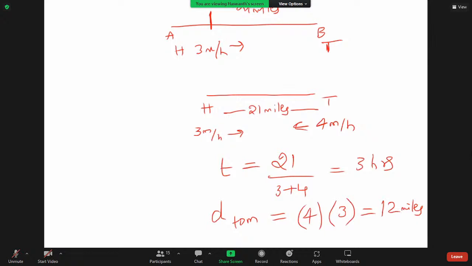So first, evaluate the situation happening in first hour. There only Harry is moving. So in this 1 hour, he will travel 3 miles alone. So subtract that. So right now, distance between Harry and Tom is 21 miles. And we have their speeds. They are moving in opposite direction. Time taken for persons to meet is distance between them by sum of their speeds. So 21 by 7, we get it as 3 hours. Then distance traveled by Tom, it is 4 into 3, which we get it as 12 miles.